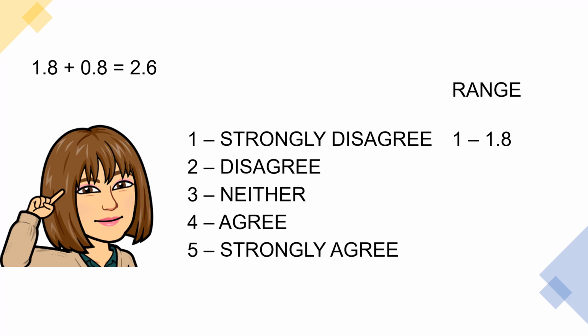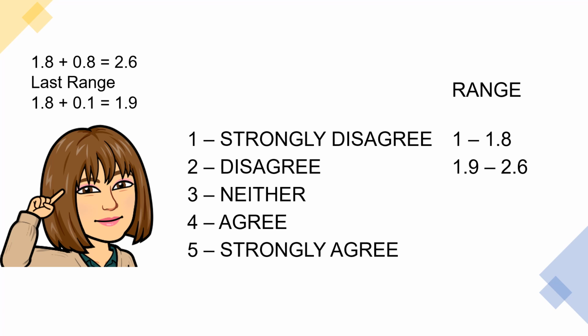Now to get the next range, all you have to do is add 0.8 to the last range, which is 1.8. For example, 1.8 plus 0.8 equals 2.6. Let us write our next range. All you have to do is add 0.1 to our last range. So 1.8 plus 0.1, that would be 1.9 to 2.6.